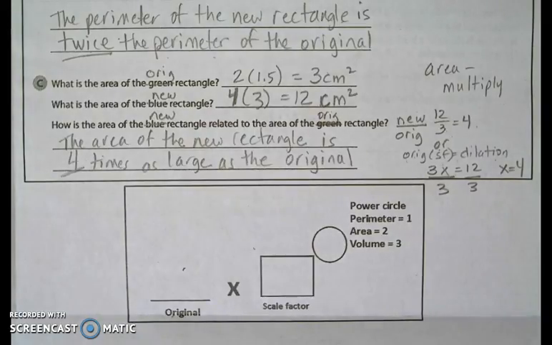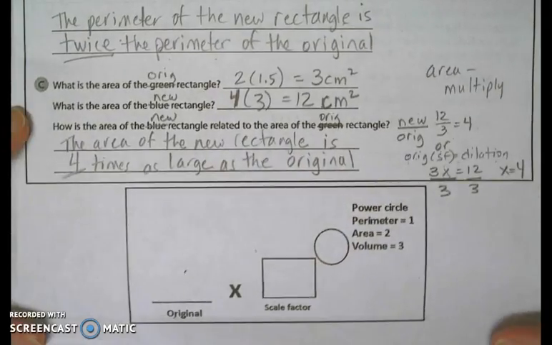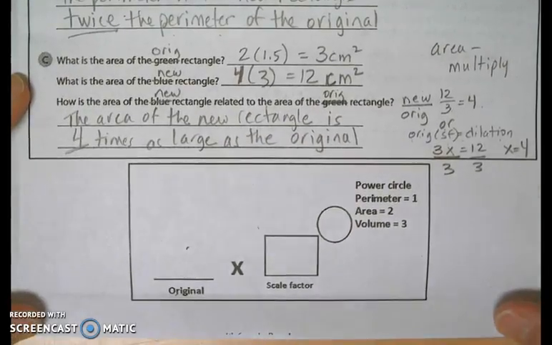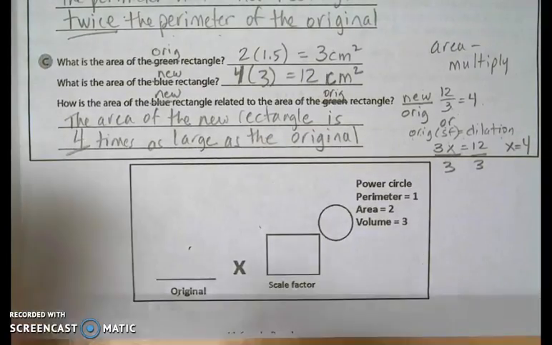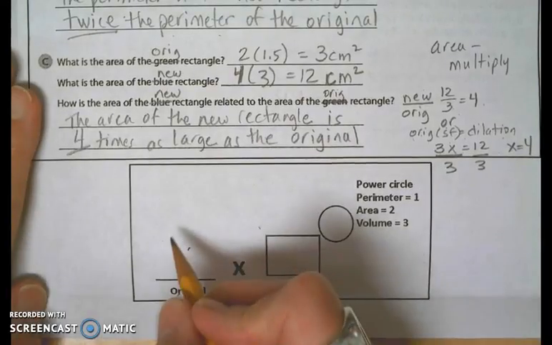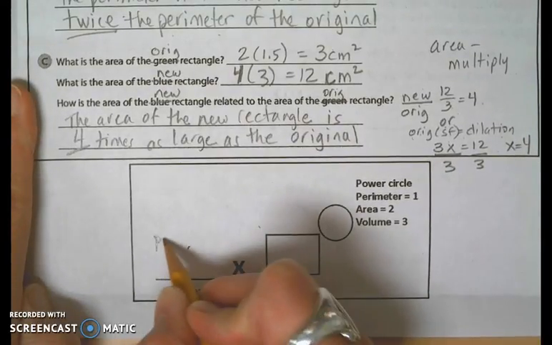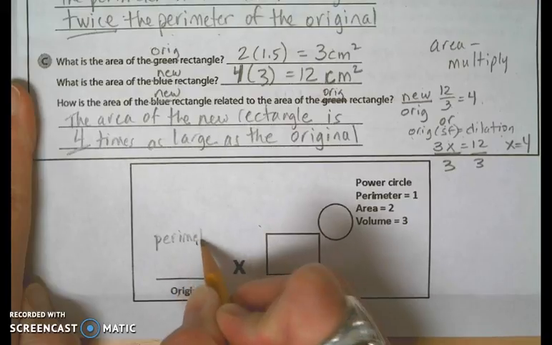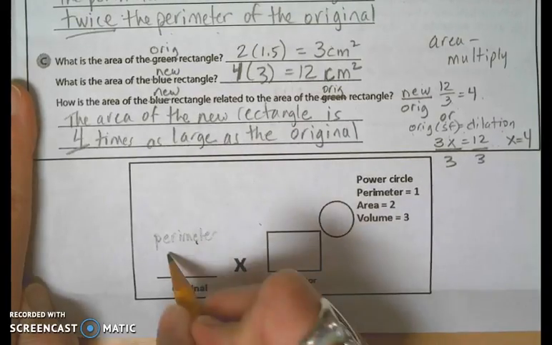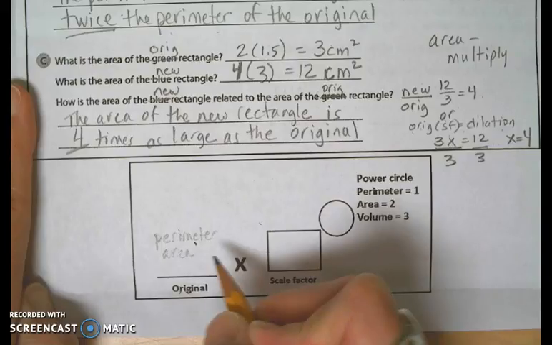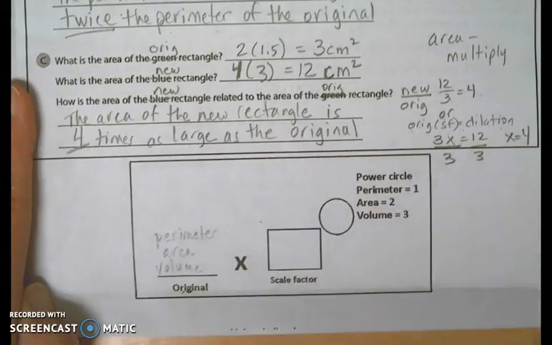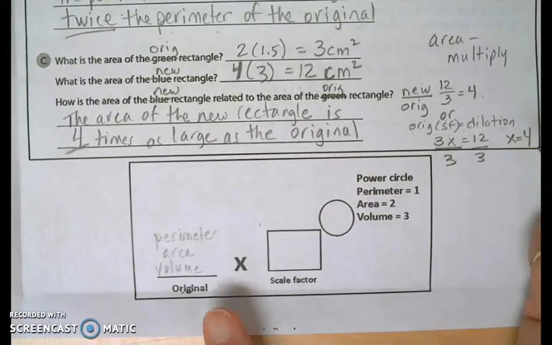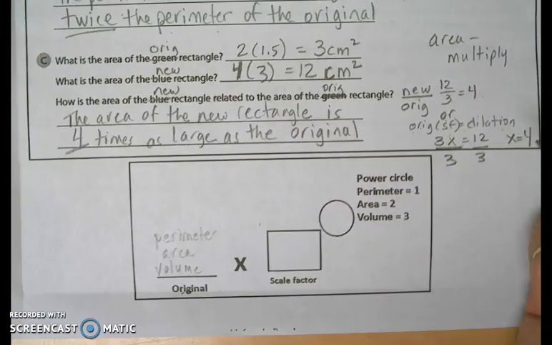So we have a special little power circle to help us remember things. When you are multiplying the original, if you are doing perimeter, so you take your original perimeter or your original area or your original volume, multiplying by the scale factor to a specific power.